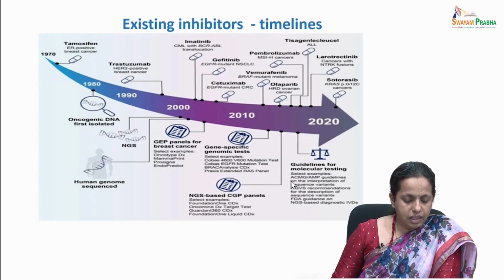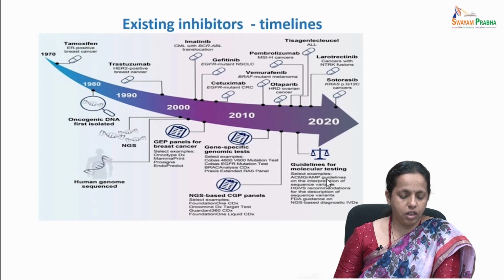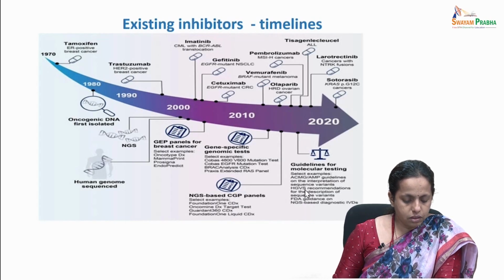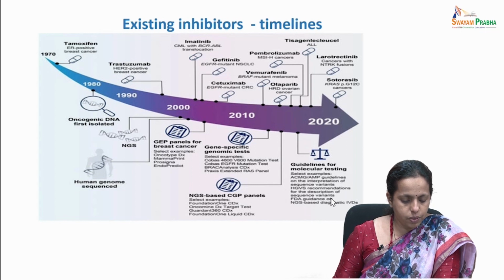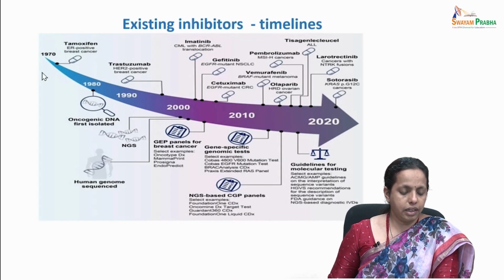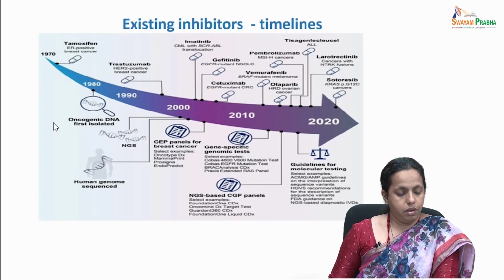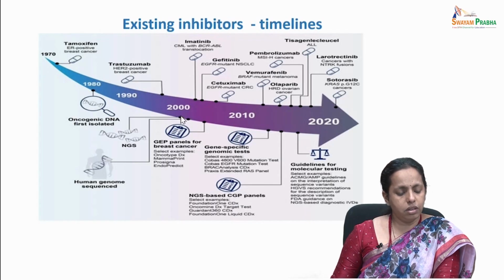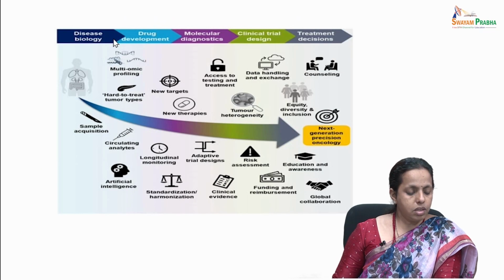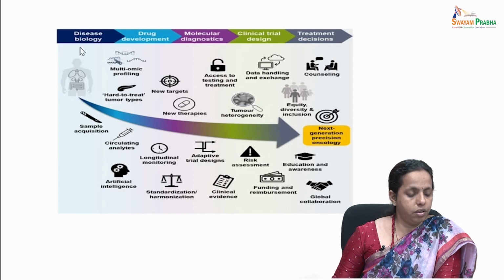Then you have select examples, like of course you need the FDA approvals, then the European Medicines Agency, or whatever the different country guidelines are. And then you have the HGVS recommendations for the description of sequence variants and all that. This is a very, very important diagram which predicts biomarker development and companion diagnostics along with therapeutic drugs. We will be talking about this in detail in the future.